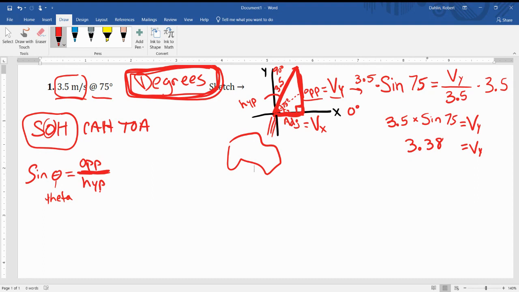Then look at your units. Go back to the original question. What were the units on the question? Meters over seconds. So that would be your Vy.